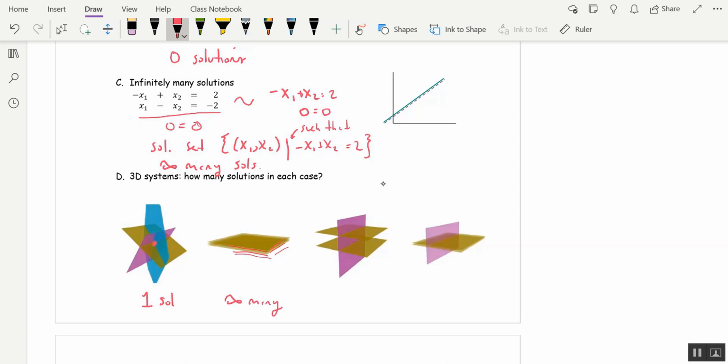The next one, there's no way I can be on this top plane and this bottom plane and this purple plane at the same time, because the top and the bottom never intersect. So this guy has 0 solutions. And this last one, I've got 2 planes that lie on top of each other and then another plane that intersects at an oblique angle. So any point on this line would be a solution because it would lie on all 3 planes. So this would also give us infinitely many.